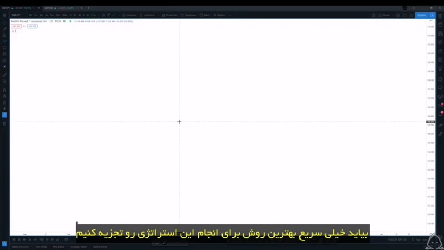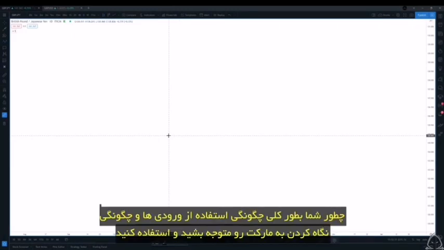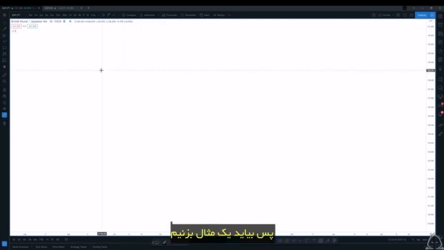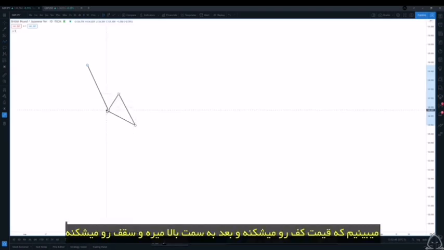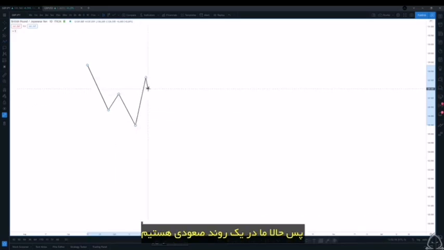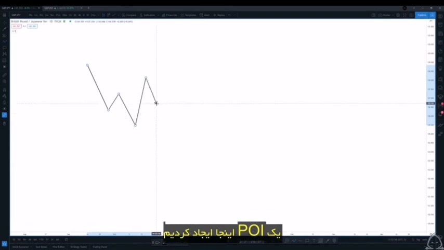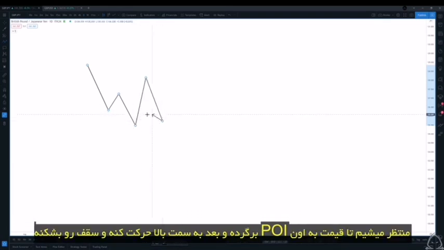Let's do a quick breakdown of how to best approach this strategy, from a theoretical standpoint: how we should be looking for entries, how we should be viewing the markets, and basically the best way to approach it. So let's do an example. Let's say price is in a downtrend on the higher time frame. We see price break structure, break the low, and then price moves to the upside, breaking the high. So now we're in an uptrend. We formed a point of interest right here. We wait for price to come down to that point of interest, move to the upside, and break structure.